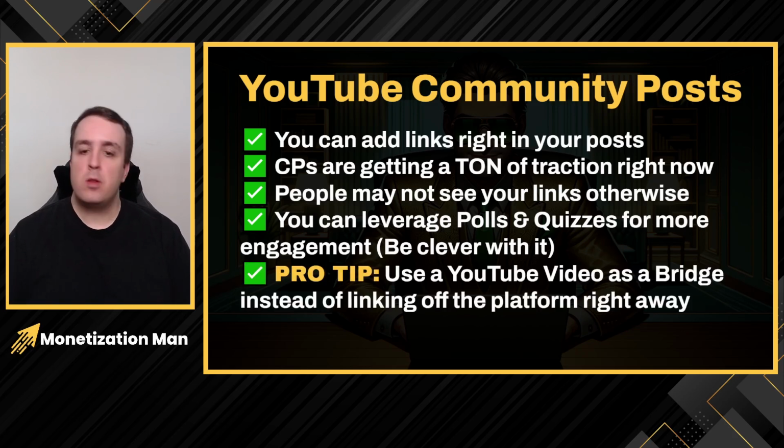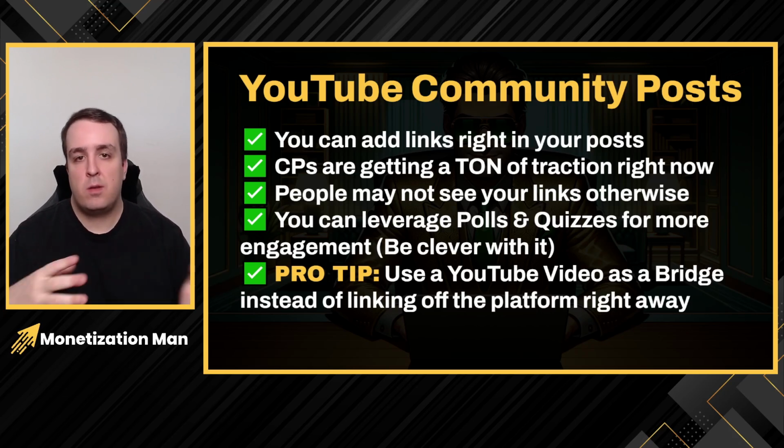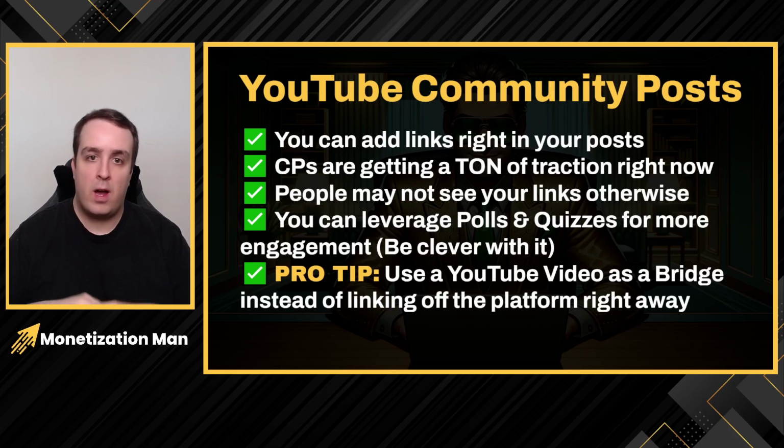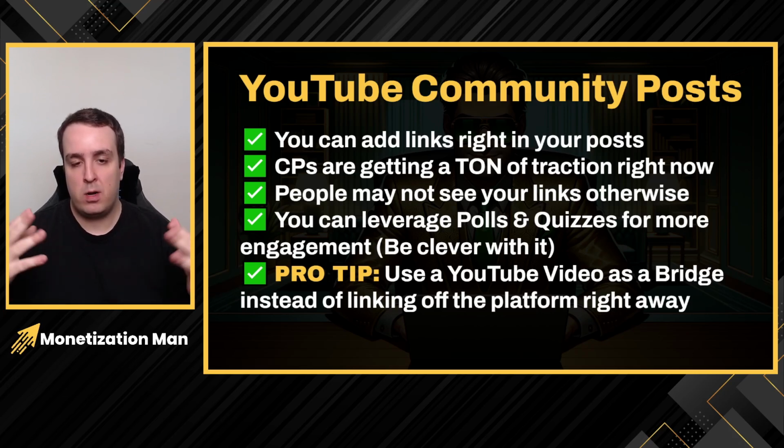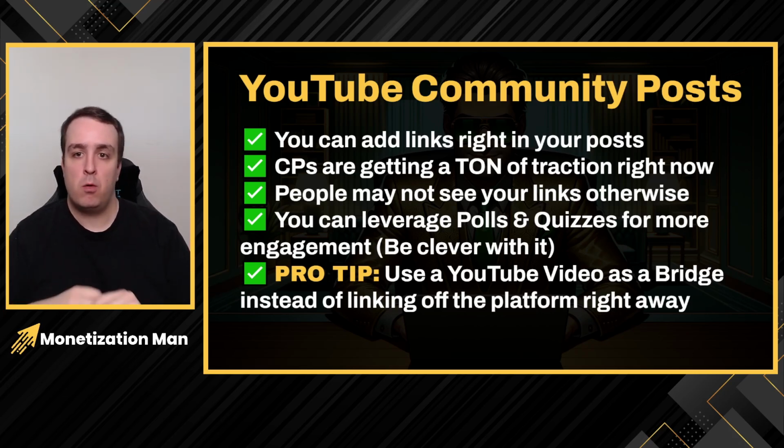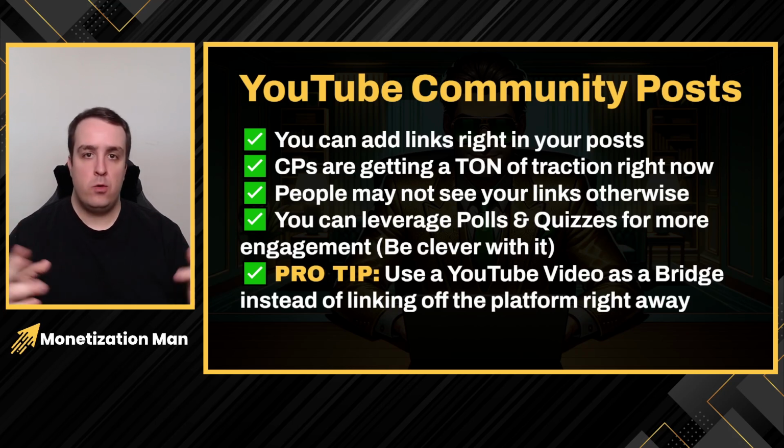Pro tip I have for community posts is, instead of sending people directly off the platform with a direct link to your website or what have you in your community post, you can actually use a YouTube video as a quote unquote bridge instead of linking off the platform right away. So you can send them to a specific long form YouTube video that you have that then promotes other links that will take them off of YouTube. This way, you appease the algorithm, you keep people on the platform longer from your community posts, and then YouTube is more and more likely to keep pushing that community post to more and more of your audience. So anytime you can, use a YouTube video as a bridge to wherever you want to link people to. But in the cases that you can't do that, just link them directly off of YouTube.